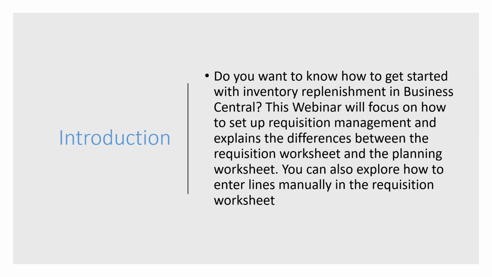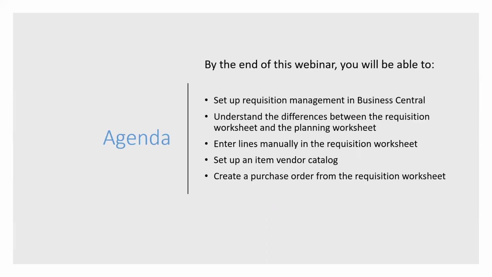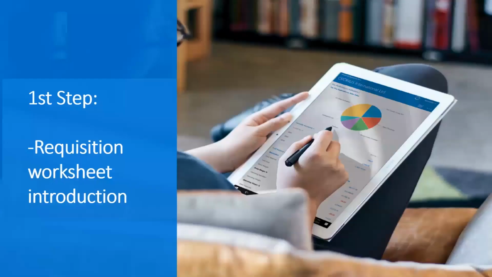So with this basic idea, by the end of the webinar, you will be able to set up requisition management in Business Central. We're going to be focusing on that first. Understand the difference between the requisition worksheet and the planning worksheet for manufacturing. Enter lines manually in the requisition just to begin and start learning, and then set up item vendors, create purchase orders from this requisition process.